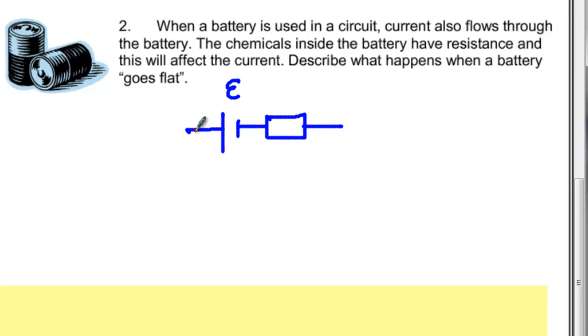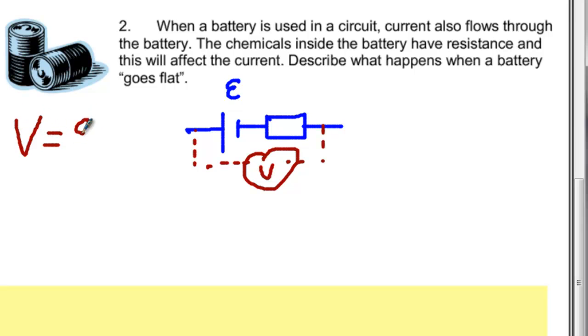Now, what we measure when we connect a voltmeter to a battery is this voltage here, known as the terminal voltage. Now, if I wanted to know what that voltage is across the terminals, it's going to be epsilon, the electromotive force, take away the amount of voltage lost across this resistor.